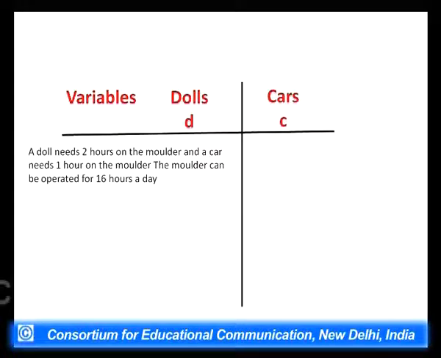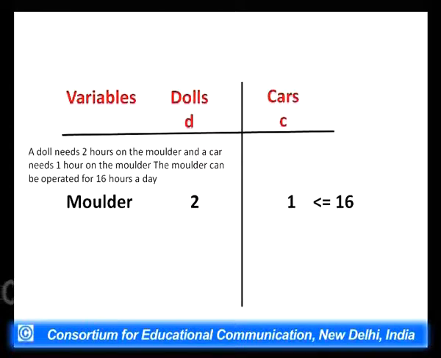First we will see how it is to be recorded. Just see, molder: 2 under the doll, 1 under the car, because a doll requires 2 hours and a car requires 1 hour, and the capacity of the molder is 16 hours a day. So it has been written less than equal to 16.